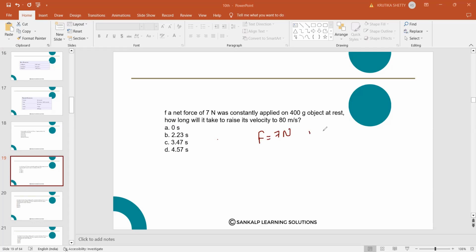Then it is applied on a body of mass 400 gram, which is at rest. You have learned in 9th standard that the initial velocity will be 0 when the object is at rest. They are asking you the time taken. The velocity has to be raised from 0 to 80. So what is unknown here? The time quantity is unknown.